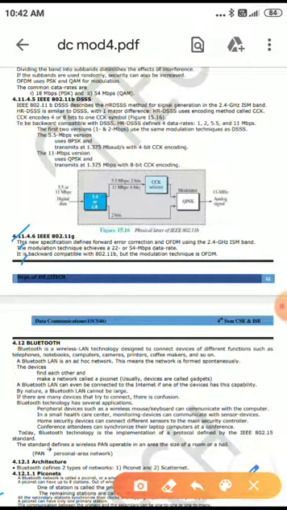It is backward compatible with 802.11b, but the modulation technique is OFDM. You are going to use OFDM, orthogonal frequency division multiplexing, as the modulation technique. Okay, this is the end of IEEE 802.11.